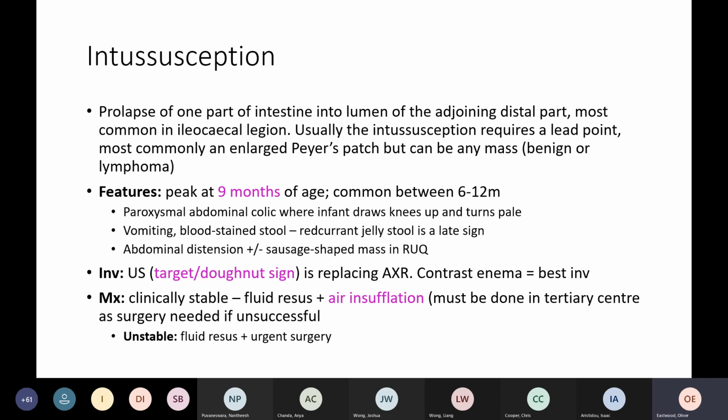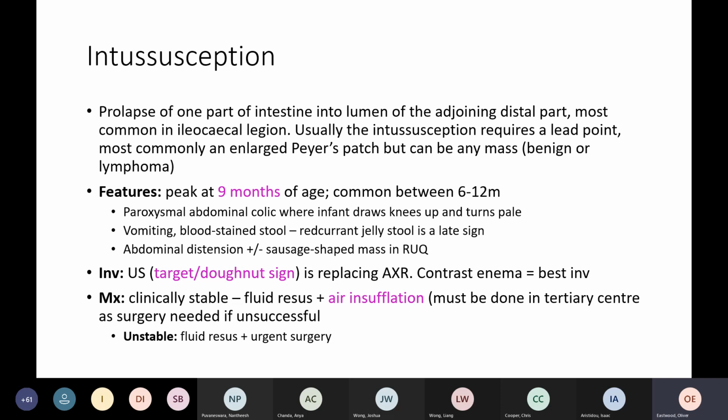From pre-clinical, you might remember these are abdominal lymphoid tissue, but it can also be a more pathological cause, like an abdominal mass or a lymphoma. But if you're seeing this in older children, so we're talking about 8-9 years old, then it's much more likely to be a pathological lead point rather than this benign Peyer's patch.